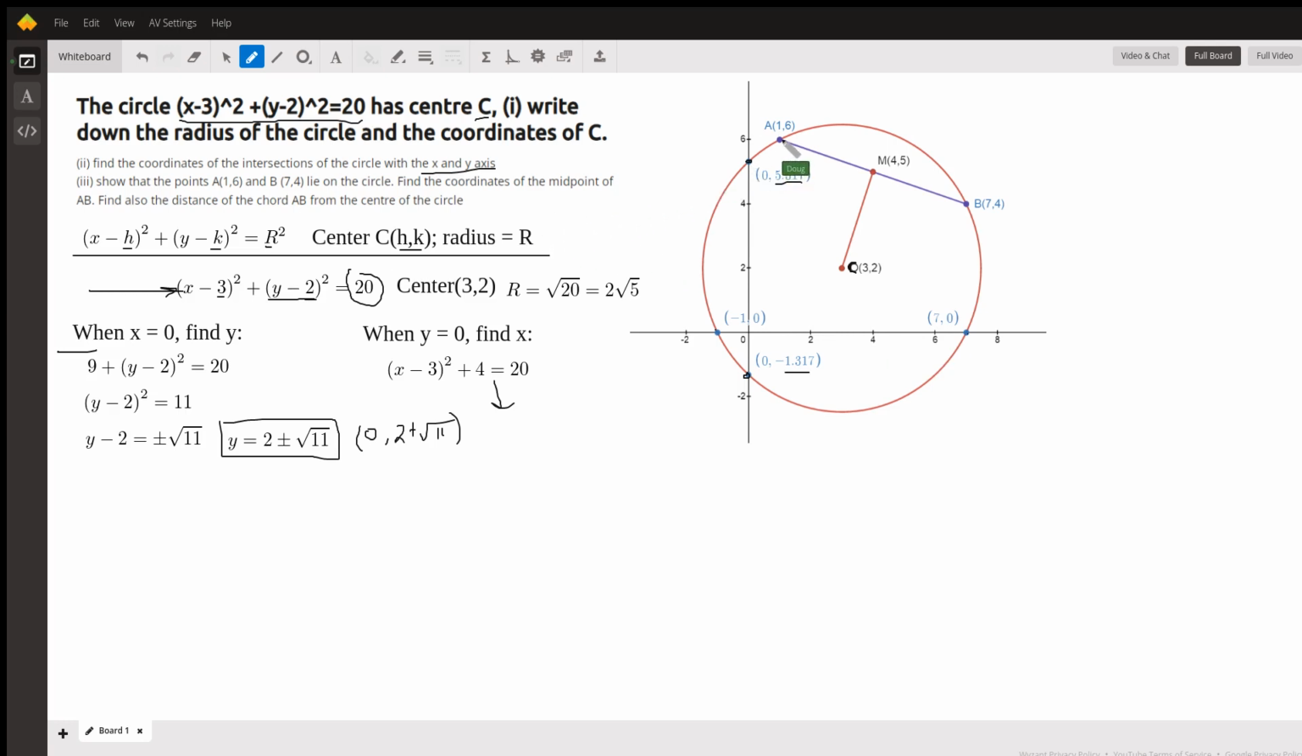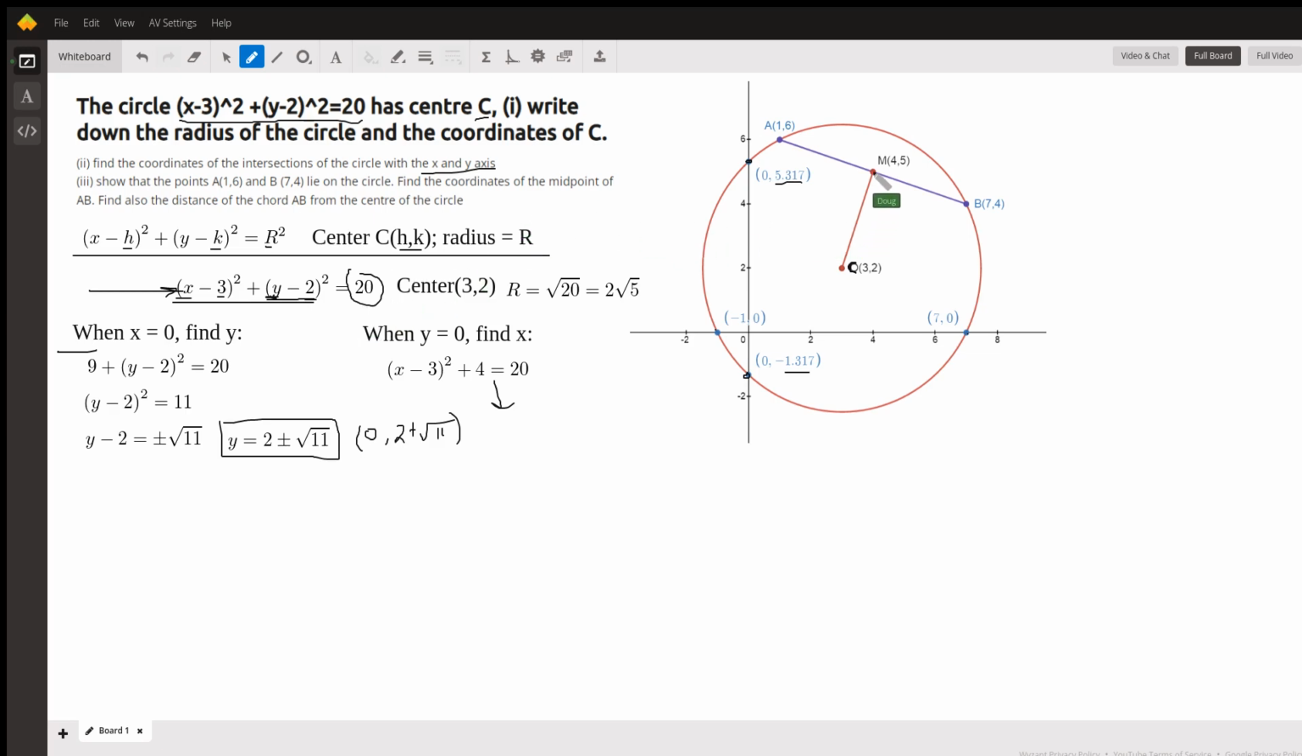Now, to show that (1, 6) and (7, 4) are on the circle, you do something similar. You put 1 in for x. There it is right there. You put 6 in for y and show that when you evaluate the left side, you do get a 20. And for the (7, 4), same deal. Put 7 in for x, 4 in for y. Evaluate the left side and show that you get a 20.